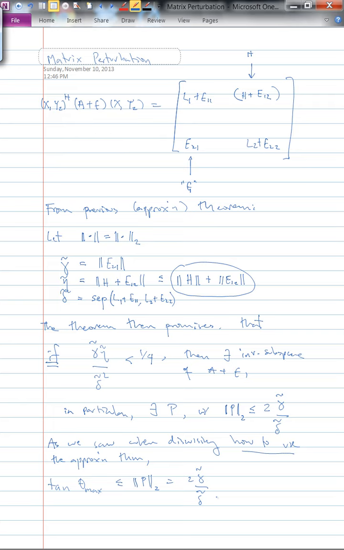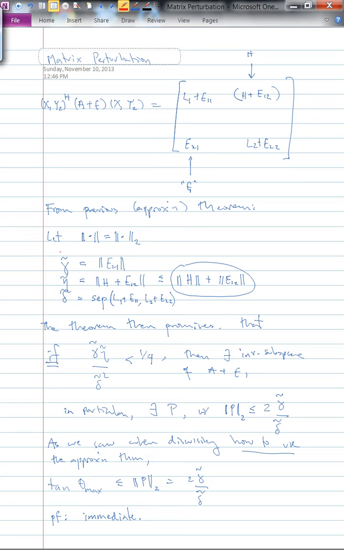So this is an immediate consequence of the previous theorem. Now, the proof of this is essentially immediate. There's really nothing to say. But there's something unsatisfactory here. Again, what is it? Let's look at our three quantities.